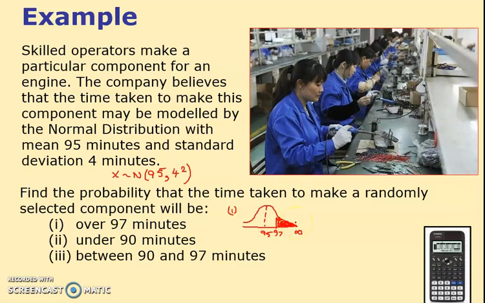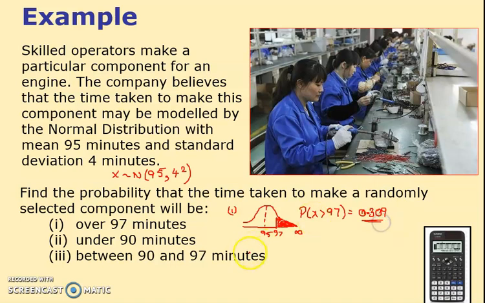So I've got those two numbers in. What's my sigma? It told me the sigma is 4, and my mean was 95. So I'll type it in, press equals, and there you go. My probability that X is greater than 97 equals 0.309.